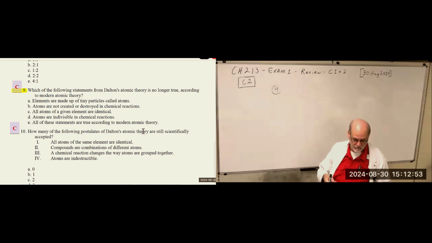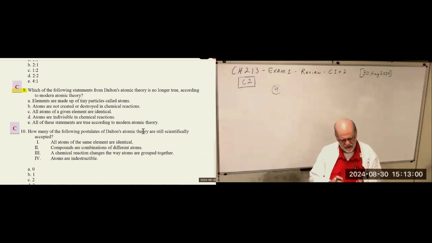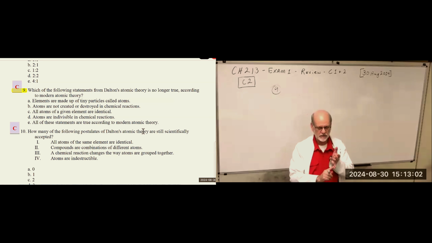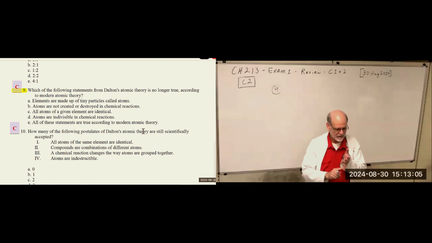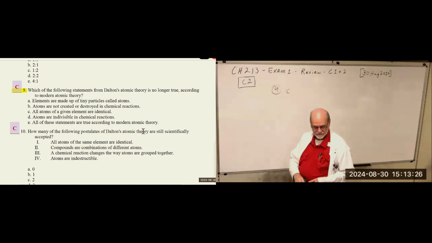Which of the following statements from Dalton's atomic theory is no longer true according to the modern atomic theory? Well, let's see. First one says elements are made up of tiny particles called atoms. That's still true. B, atoms are not created or destroyed in chemical reactions. Yep, that's true also. C, all atoms of a given element are identical. We know about isotopes now. And then D and E should be true also. So C is the one that doesn't fit anymore.